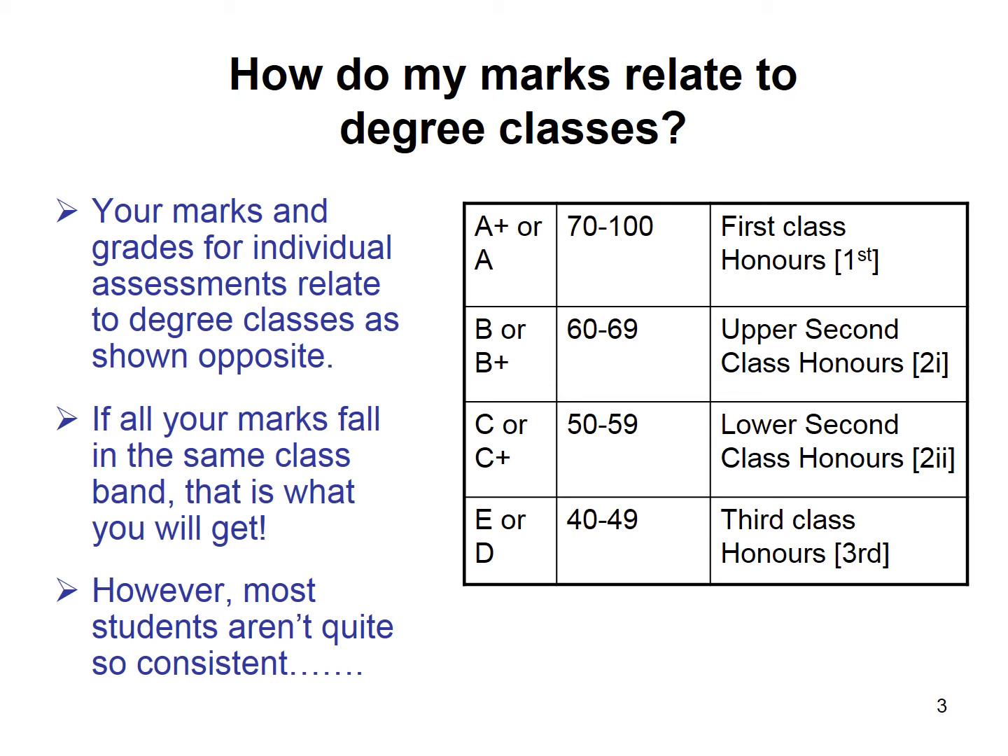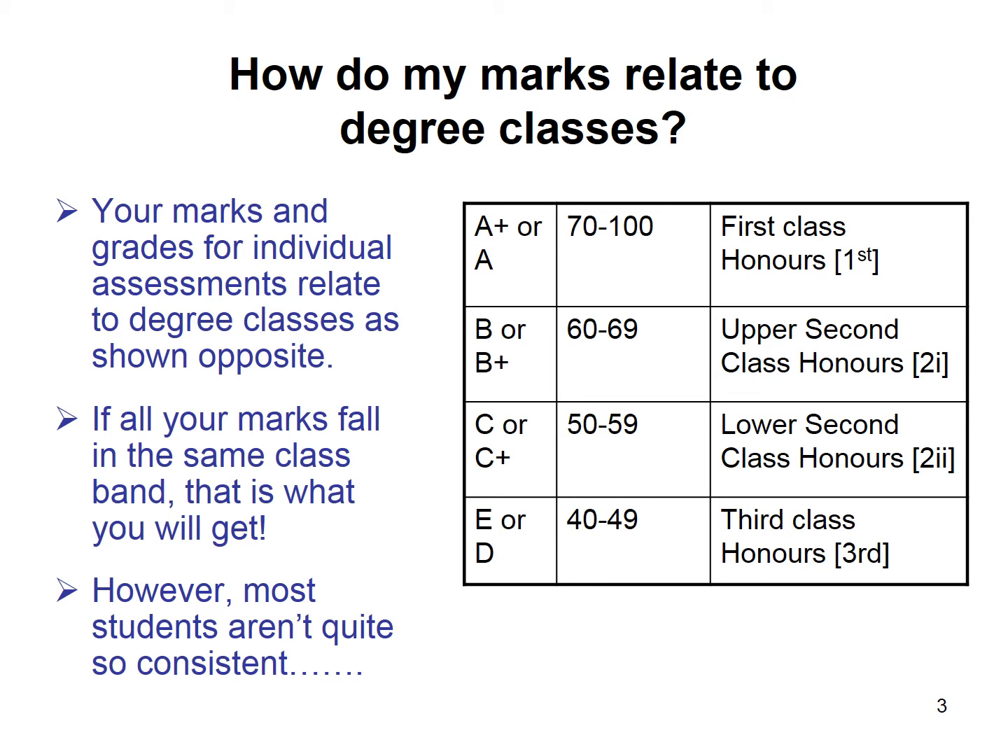So, relating your marks to degree classes, the table on this slide shows how the grades and marks you obtain relate to degree classifications. So an A+ or an A, or you may get a mark somewhere between 70 and 100, that means you're working at first class honours standard. If you get a B or a B+, or a mark between 60 and 69, that means that you're working at upper second class honours standard.